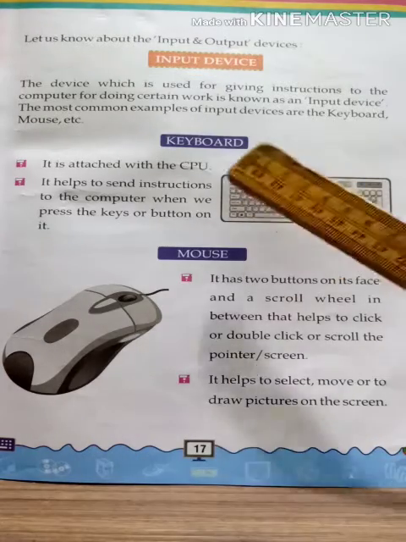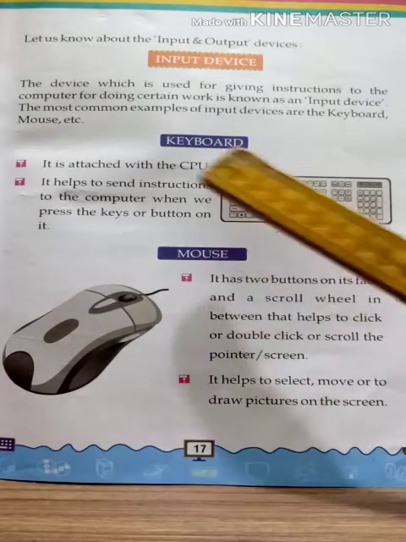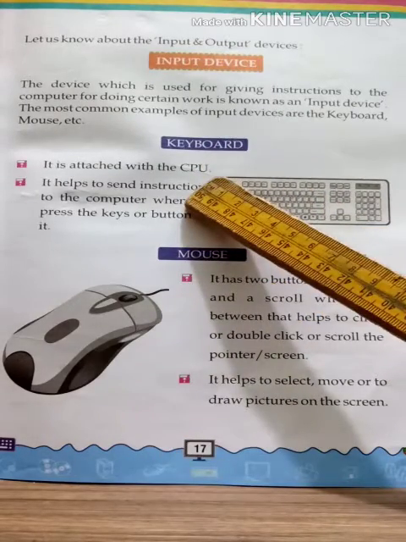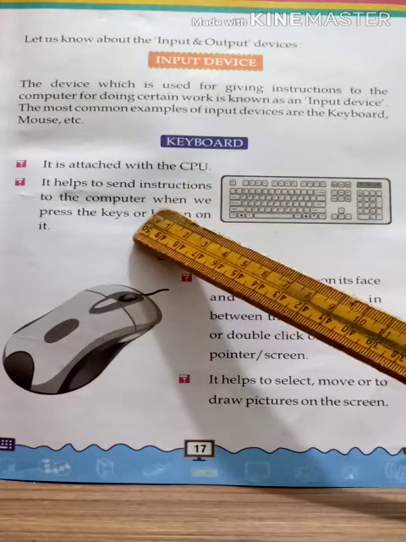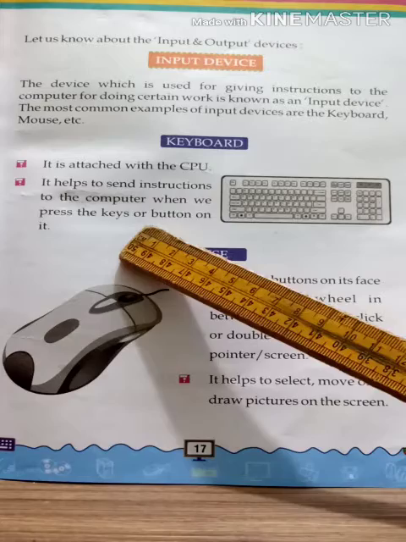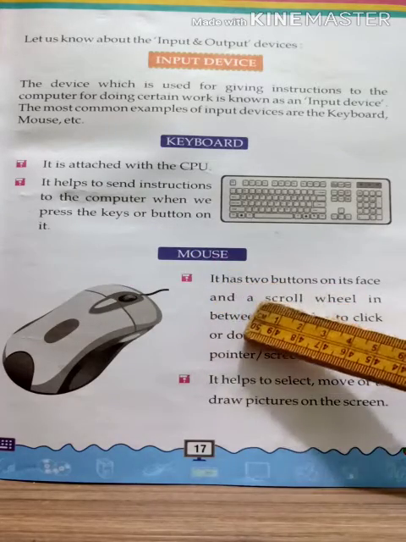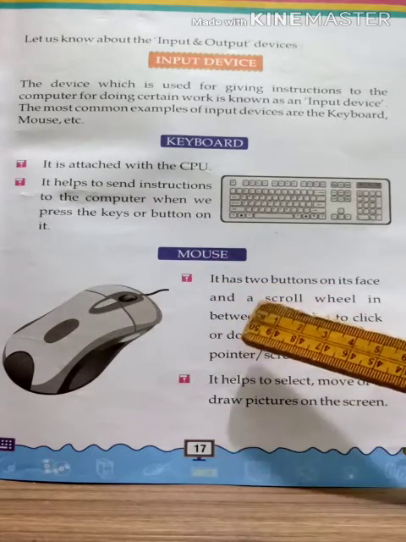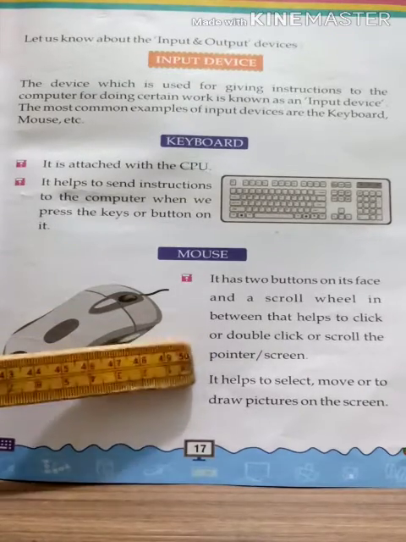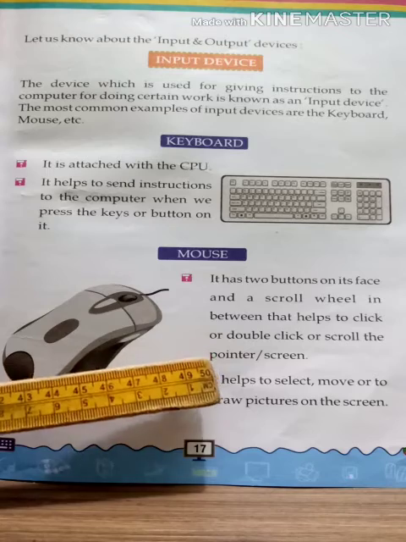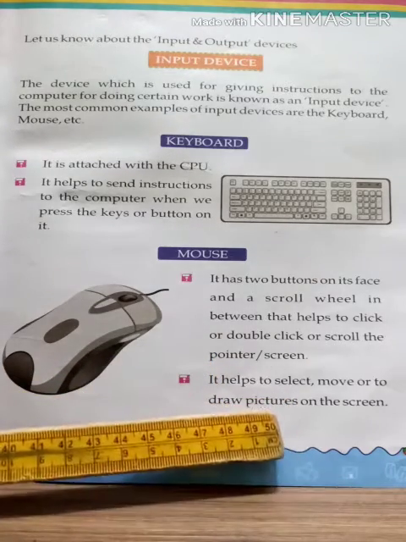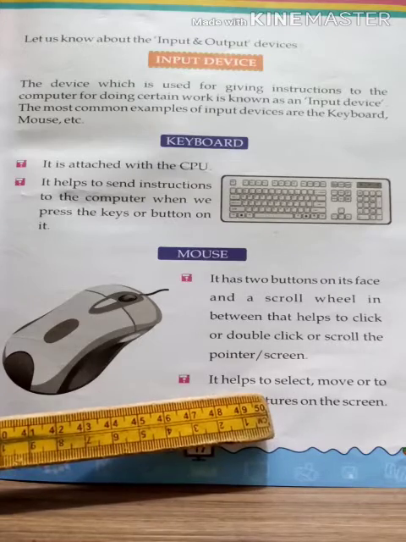So these are the two input devices, keyboard and mouse. Keyboard is attached with the CPU. It helps to send instructions to the computer when we press the keys or buttons. Mouse has two buttons on its face and a scroll wheel in between that helps to click or double click or scroll the pointer. It helps to select, move or to draw pictures on the screen.